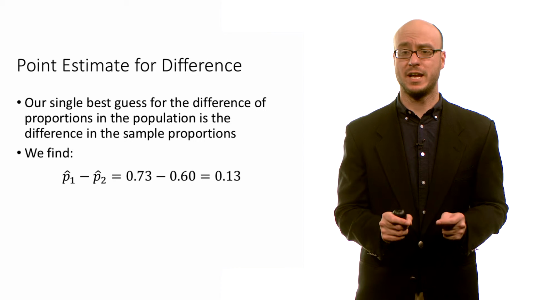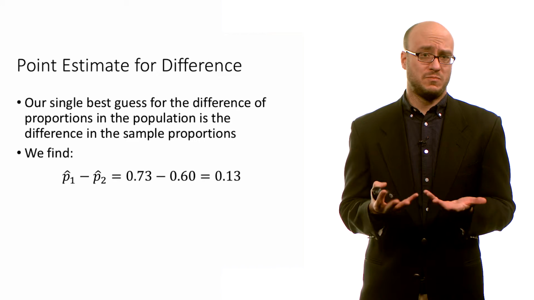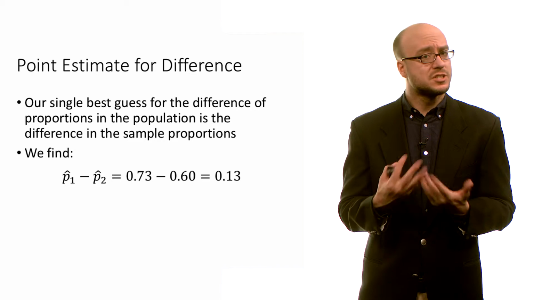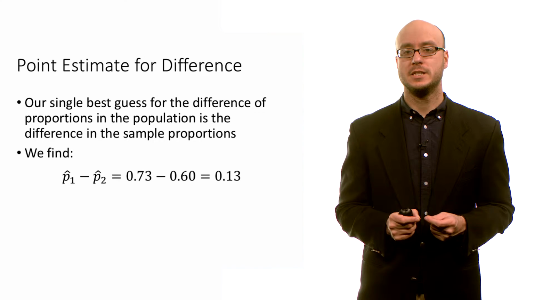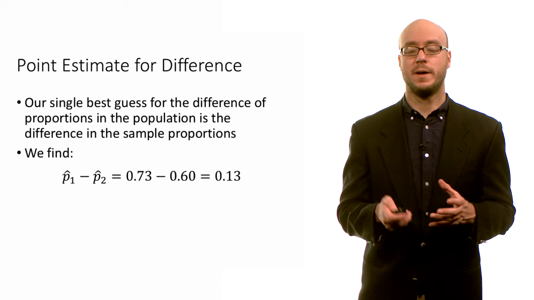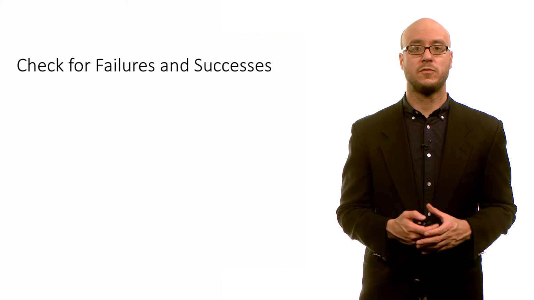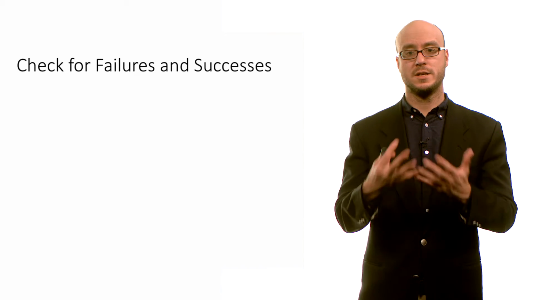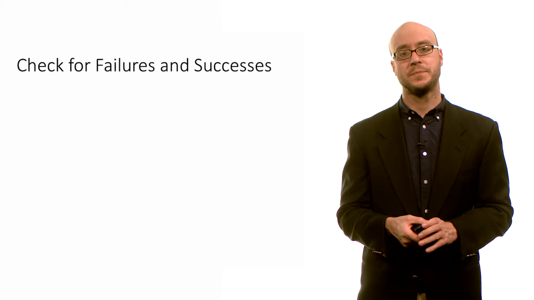But this is just a sample of data. It's a random sample of data. And we don't actually observe the population. Maybe this is just due to random sampling variability. So what we want to do is test a claim about the population. This is suggestive, but it's not a formal hypothesis test. So we want to conduct a test for the difference in population proportions between men and women.